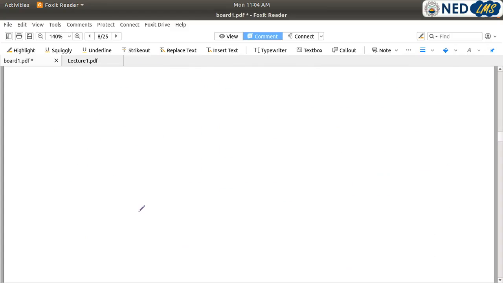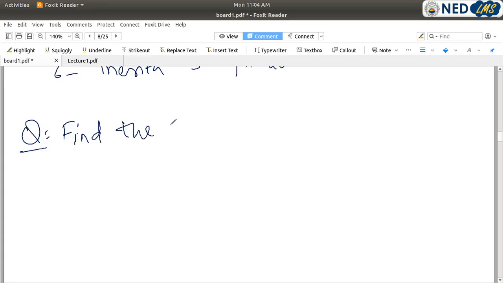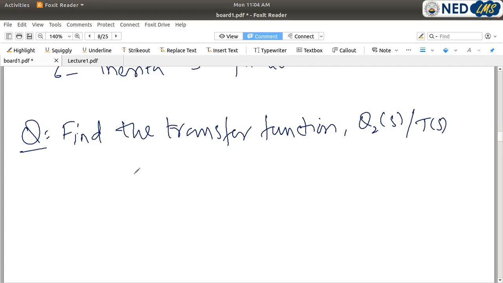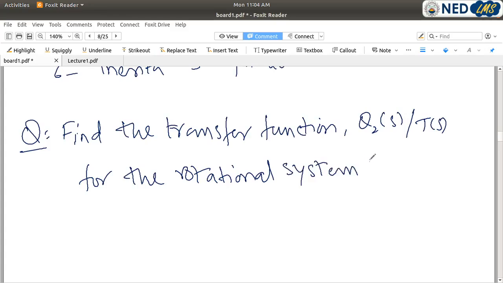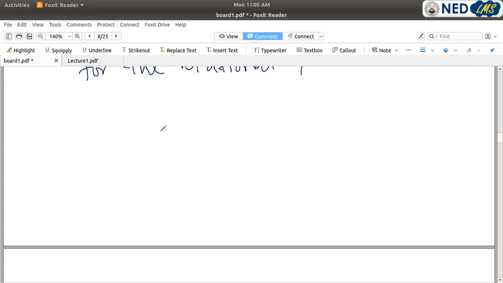Now let's do a problem related to the rotational system. Question is, find the transfer function theta 2 of s by T of s for the rotational system shown below. So here we have a rotational rod which is rotating in between the two bearings.